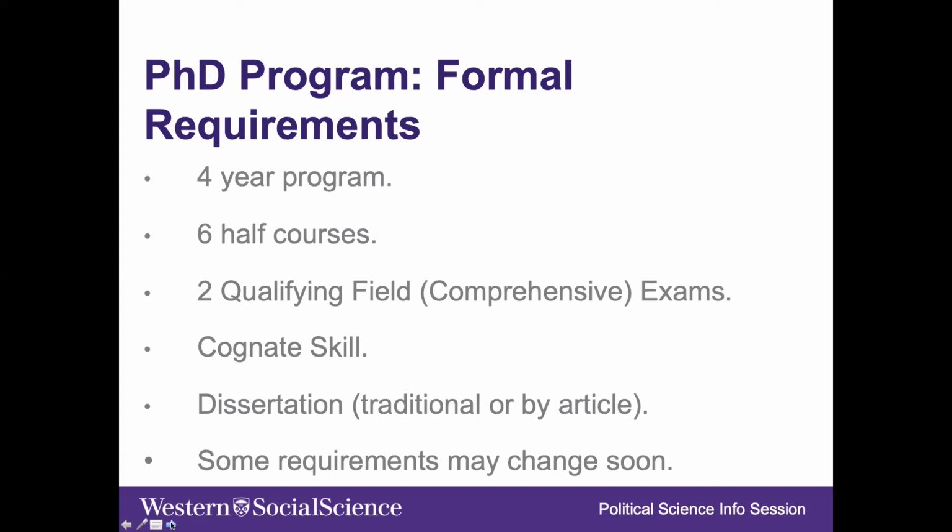So you take 6 half courses, and then this summer you write your comprehensive exams. What that means is, you've chosen Canadian politics and comparative politics, and you find a supervisor to help you study for the exams, 1 in Canadian and 1 in comparative. We give you a Canadian politics reading list and a comparative politics reading list, which show all the readings that you are expected to read and have knowledge of.